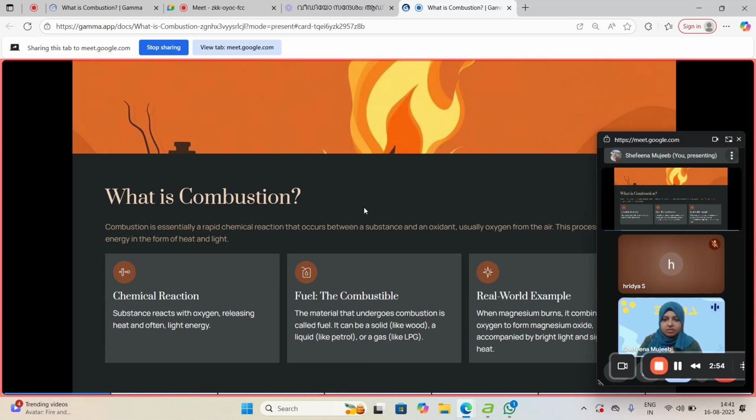In this slide, what is combustion? It's a chemical reaction. Fuel is the combustible. Actually, I told you that the material or the fuel is the combustible, and it reacts with the oxidizer oxygen. Okay, then we have given an example. The real world example is actually the burning of a magnesium ribbon. A magnesium ribbon burns in the presence of oxygen and produces heat and flame.